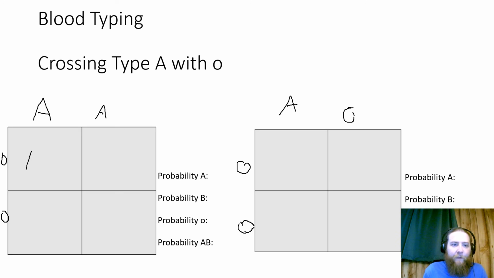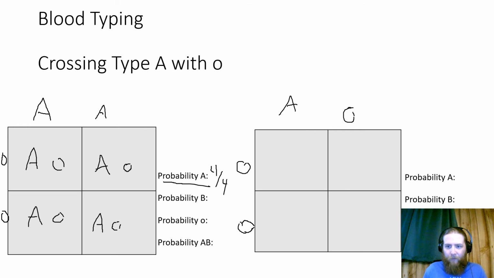So in this case, this first one, big A, big A, big A, big A, and then OO, OO. So we have 100%, 4 out of 4 of these offspring are A. This gives us a pretty good idea that whatever parent this is has that AA, that double A.